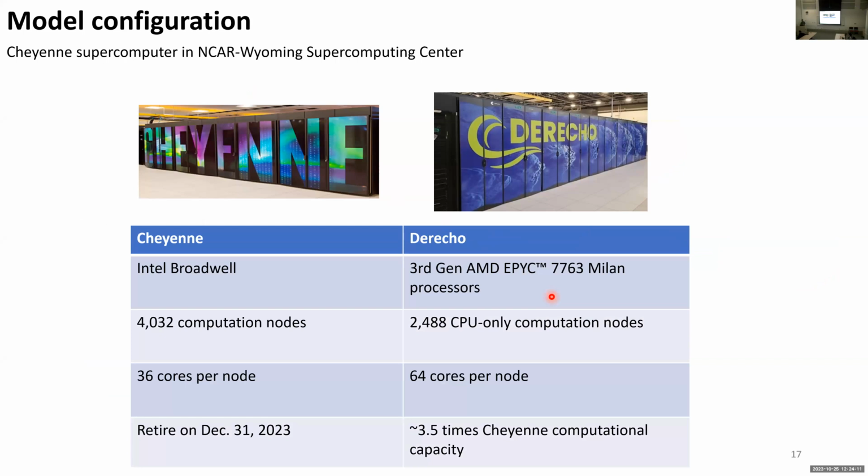We run our simulations on Cheyenne, the science supercomputer at the NCAR Wyoming Supercomputer Center. Cheyenne has Intel Broadwell processors and 4,000 nodes, 36 cores per node, but it will retire at the end of this year. There are new clusters at the Wyoming Supercomputer Center, with AMD Milan processors and 64 cores per node, about 3.5 times larger than Cheyenne.